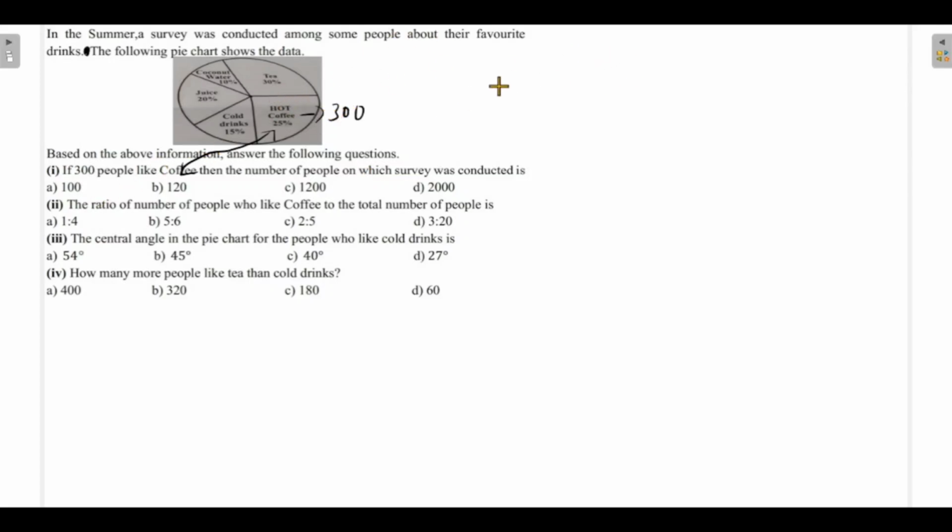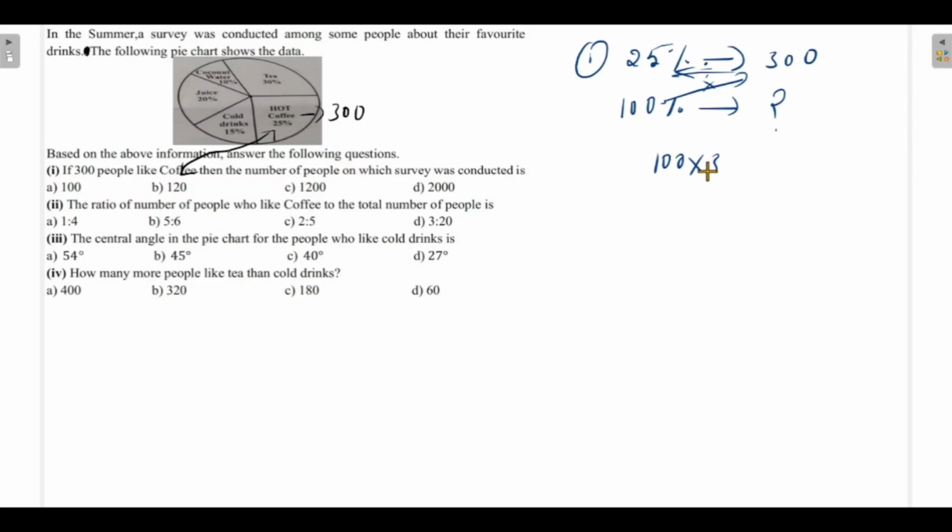Here 25% is given. The short trick: 25% means 300. How to find out the total number of people? Total always indicates 100%. So 100 into 300 by 25. This is the short trick for all these types of problems. 25 ones are 25, 25 fours are 100, 4 threes are 12. That means 1200 people. Option C is the correct answer. The total number of people on which the survey was conducted is 1200.